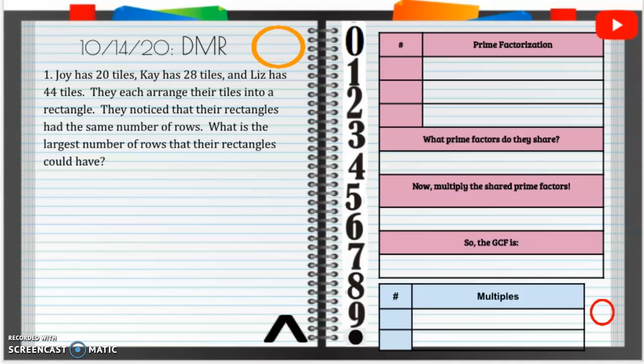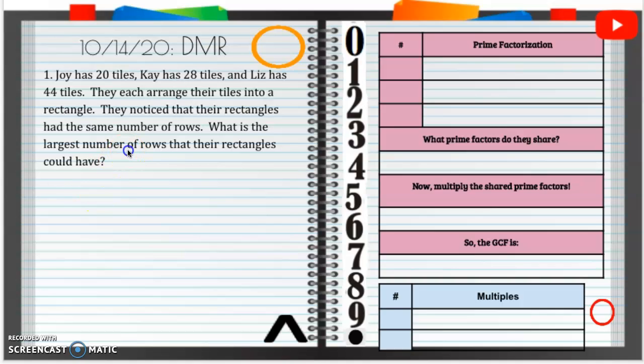Joy has 20 tiles, Kay has 28 tiles, and Liz has 44 tiles. They each arranged their tiles into a rectangle. They noticed that their rectangles had the same number of rows. What is the largest number of rows that their rectangles could have?